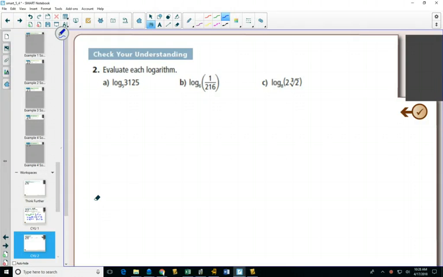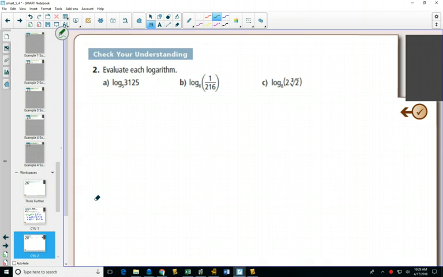In example 2, we're wanting to evaluate each of these logarithms. So now the answer is not given, but what we know is logarithms solve for exponents. So one of the things that we're going to do when solving for logarithms is use the same technique that we were using when we did questions in 5.3. We're going to change these to exponential form.